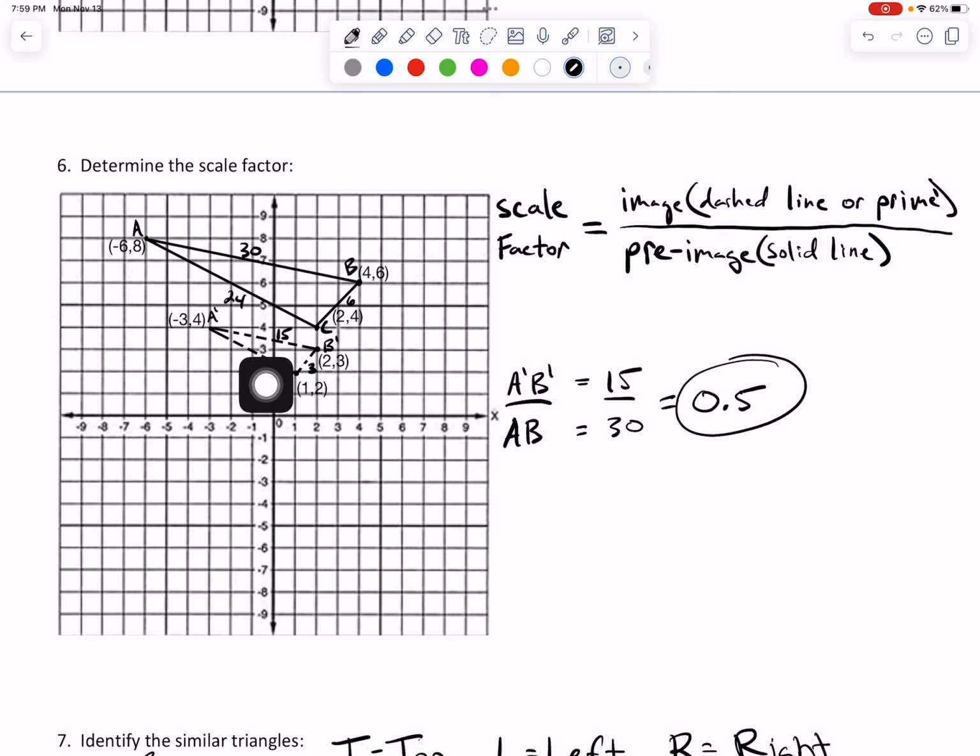image has gotten smaller from our pre-image, well, that means your scale factor has to be less than 1. So sometimes people make the error and they actually write it as 30 over 15, but 30 divided by 15 is 2, which means our dashed image here would have been greater than our solid line pre-image. So you know it's wrong just by that.